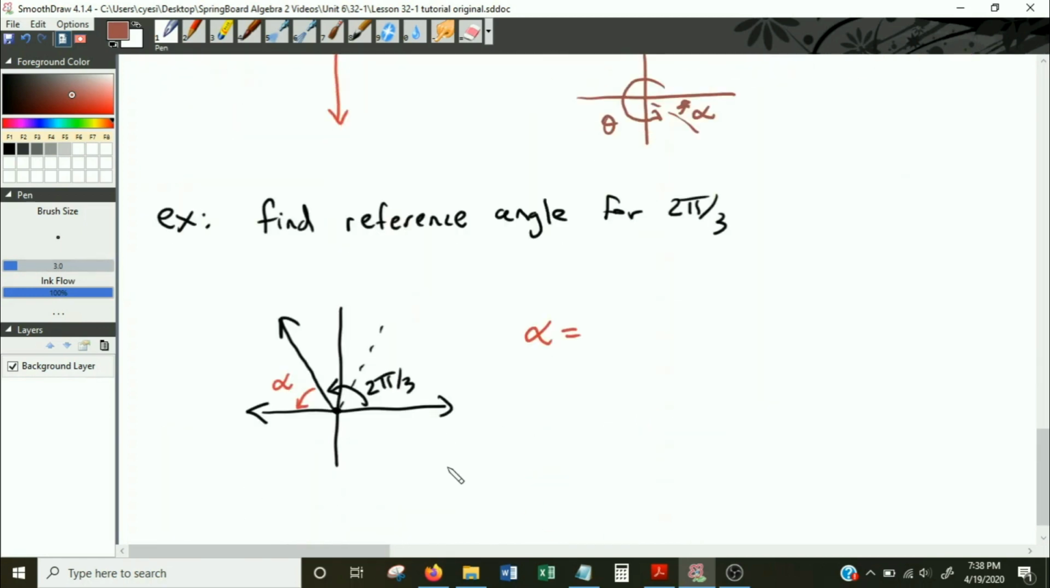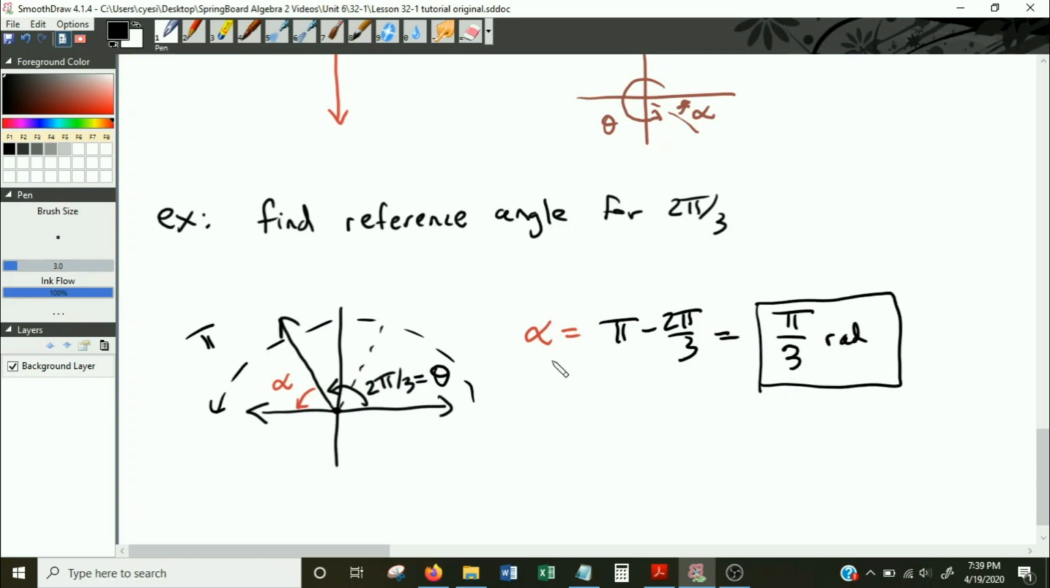So here's an example where we're asked to find the reference angle for 2 pi over 3. So in this problem, we have this is equal to theta, and alpha is equal to the rest of that angle until the x-axis. So we know that this whole angle here is pi, and this part of it is 2 pi over 3. So in this case, alpha is going to be pi minus 2 pi over 3, which is equal to just pi over 3. So the reference angle is pi over 3 radians, this red alpha part.